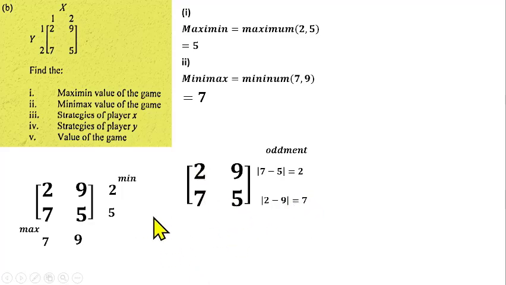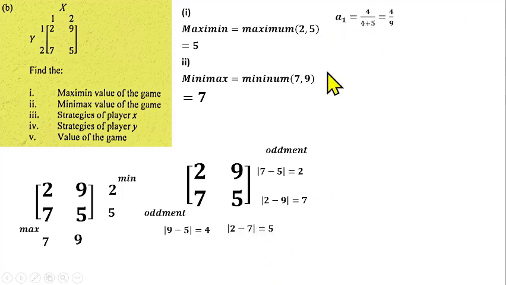Then we need to get the oddment for the columns as well. For this first column, that will be 9 minus 5, the absolute value of which gives us 4. And for this second column, that will be 2 minus 7, the absolute value of which gives us 5.